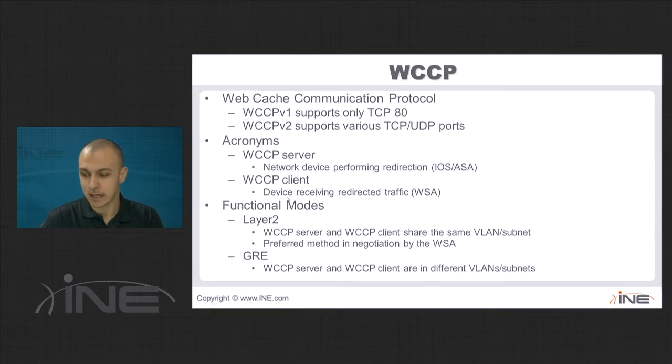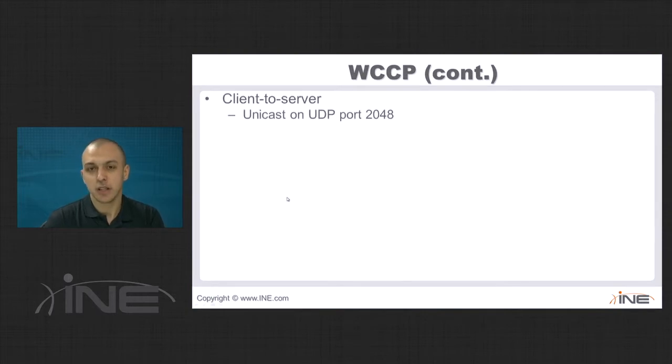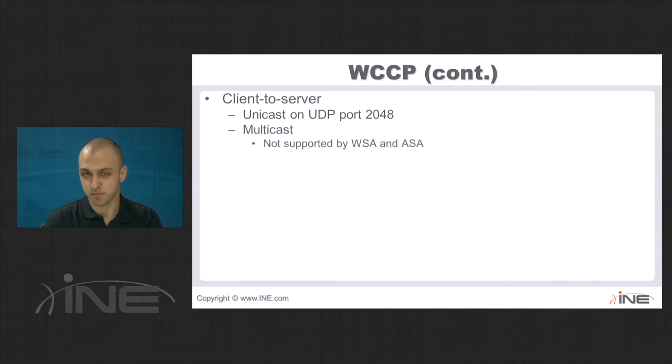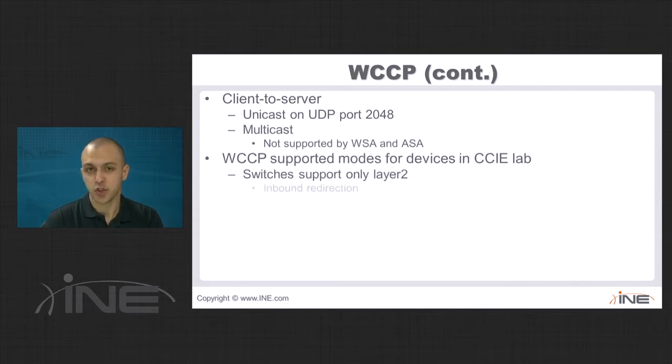Looking back at the slides now, it really depends on the network device performing the redirection. It may support both modes or just one mode. So basically, the switches from the lab support only the layer 2 functionality. There are other layer 3 switches like the Catalyst 6K, which also supports the GRE method, but that's not in the scope of the lab. So for the scope of the lab, where we have only 3560s or 3750X switches, those support only layer 2 functionality.